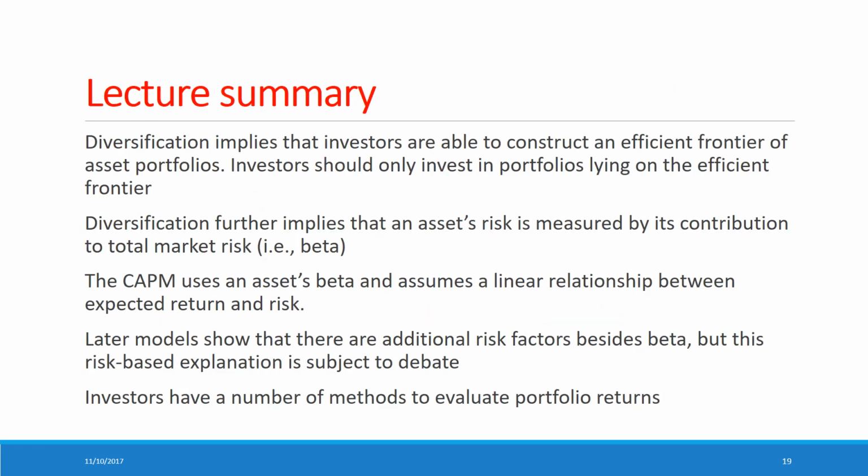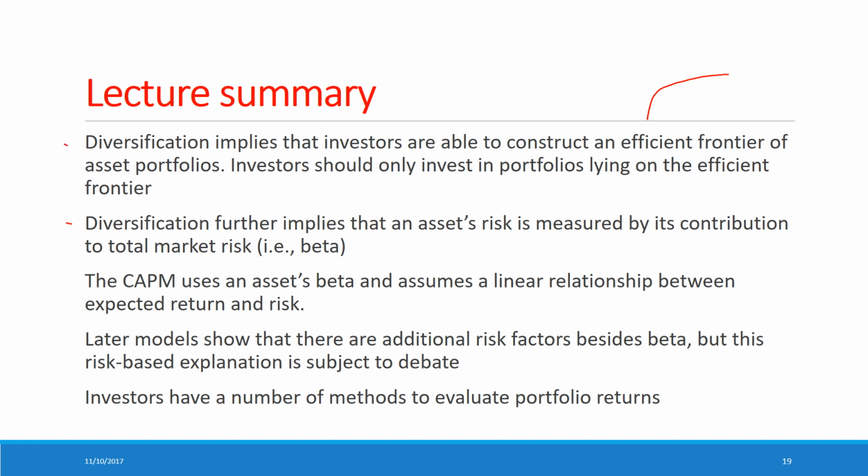Okay, so to summarize this lecture, or part 3 of portfolio theory, we mentioned before that diversification means that investors can construct efficient asset portfolios, and they should be investing only on the efficient frontier, right? If they are a risk-averse investor.